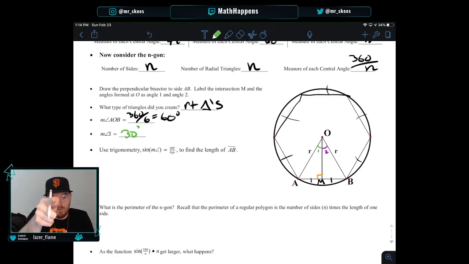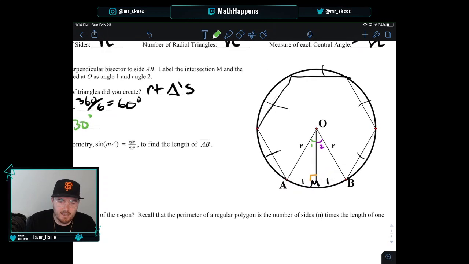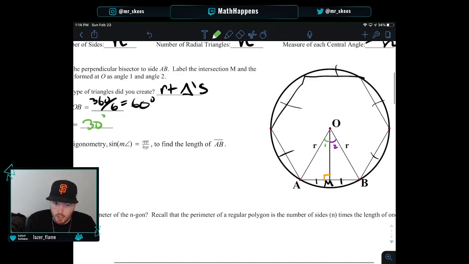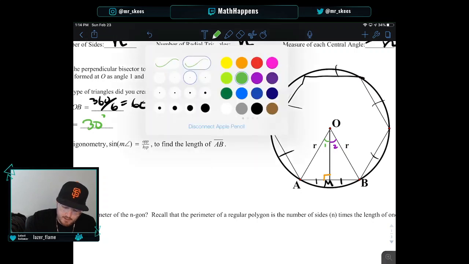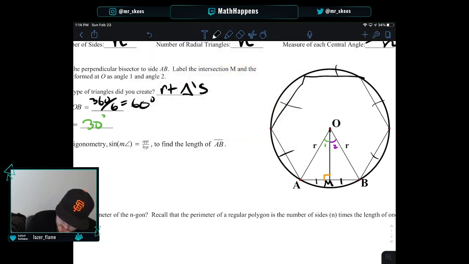Trigonometry. It's been a minute. Sine, SOHCAHTOA, as we said in class. SOHCAHTOA, sine is opposite over hypotenuse. So let's figure out the length of AB. You can only use trig functions on right triangles, so let's focus our attention on this right triangle. I'm bolding it. Let's focus our attention on this right triangle.